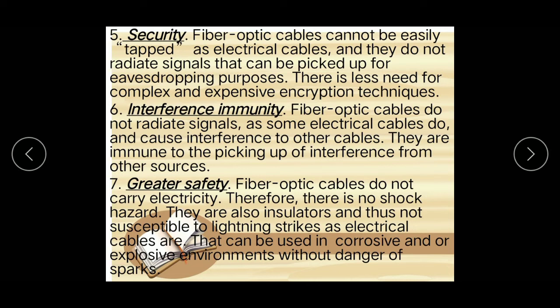Okay, number 7, greater safety. Fiber optic cables do not carry electricity. Therefore, there is no shock hazard. They are also insulators and thus not susceptible to lightning strike as electrical cables are, and can be used in corrosive or explosive environments without danger of spark.